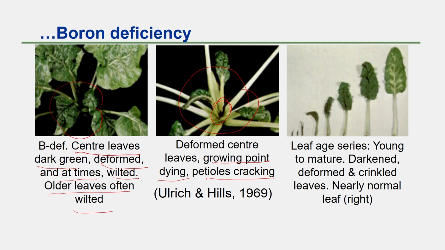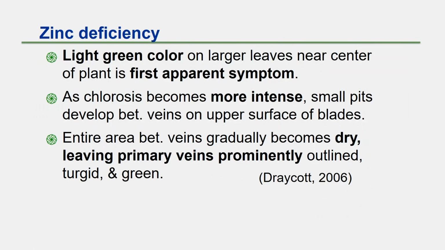So, sometimes severe damage can occur due to boron deficiency even during the vegetative phase. You can see leaf age series, how they develop boron deficiency symptoms, and darkened, deformed, crinkled leaves, nearly normal leaf. So, you can see the boron deficiency symptoms in beet leaves.